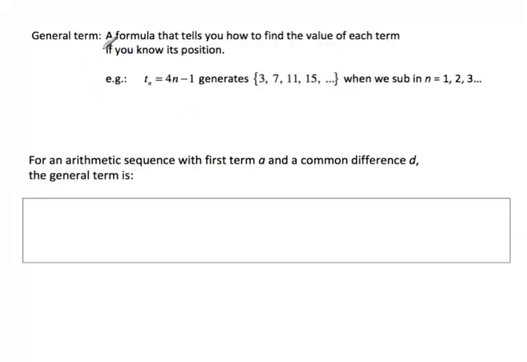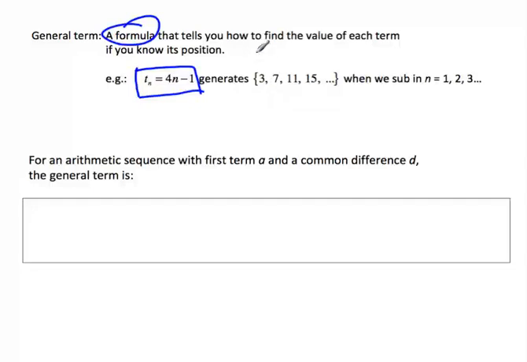The general term is simply a formula that tells you how to find the value of each term if you know its position. This is an expression of a general term. So when a question asks you for a general term, it's asking for something like this. This is saying t sub n, so any term in the sequence, is equal to 4 times n, 4 times the number of the term in the sequence, minus 1. So that's going to generate this list when we sub in the different values of n.